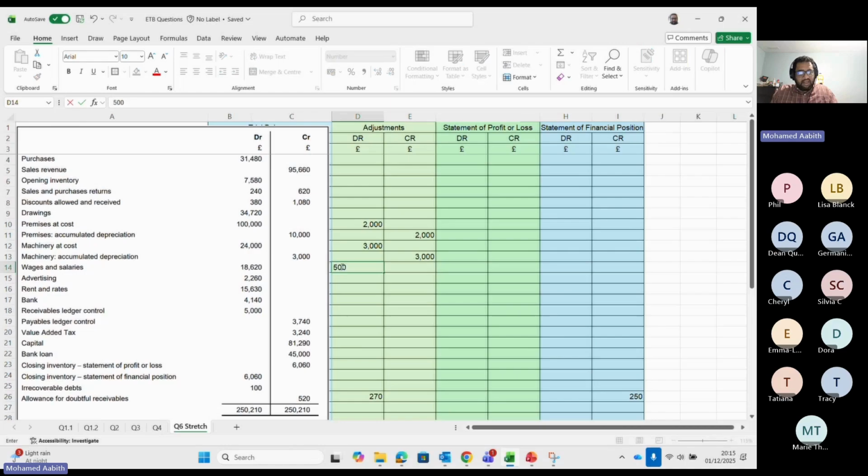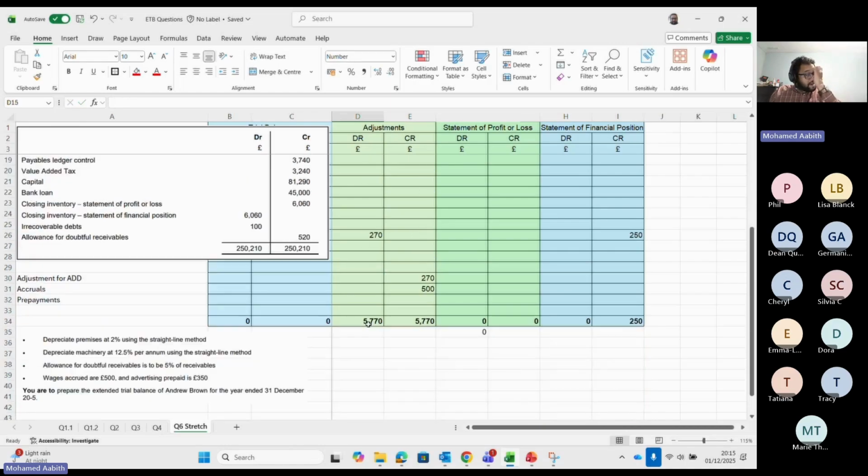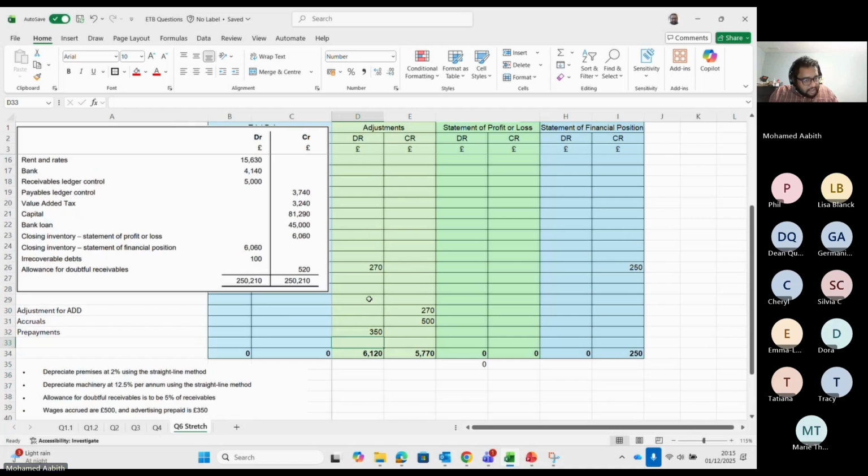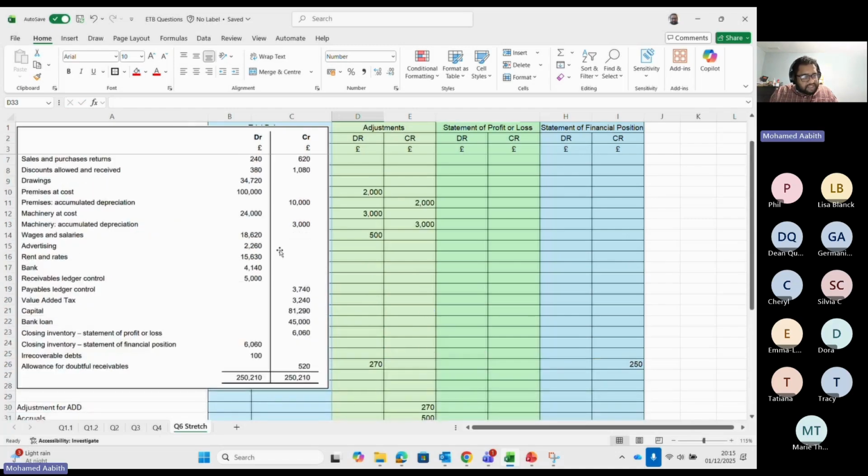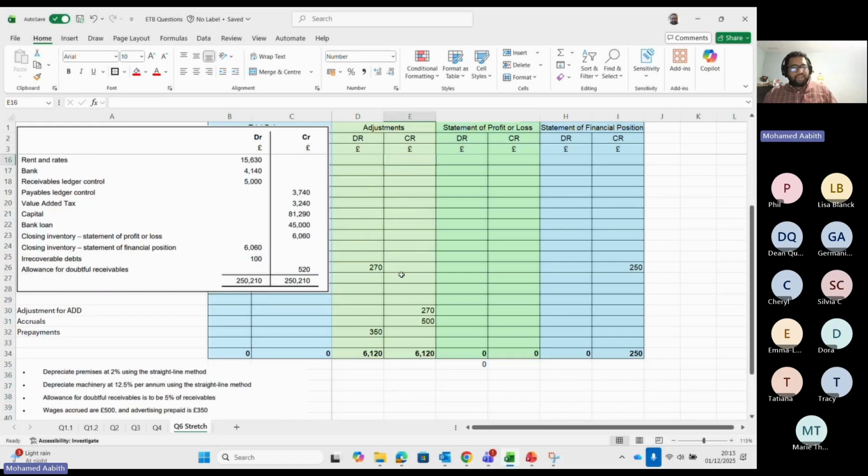So let's say here another 500, and then prepayment, when it comes to advertising prepayment, that prepayment adjustment is going to be a debit entry here. How much is that adjustment going to be? Prepayment is going to be £350 on the advertising, so where's the advertising? 6,250. So that is going to be 350 on the credit side because it's going to remove that from that year's expense.